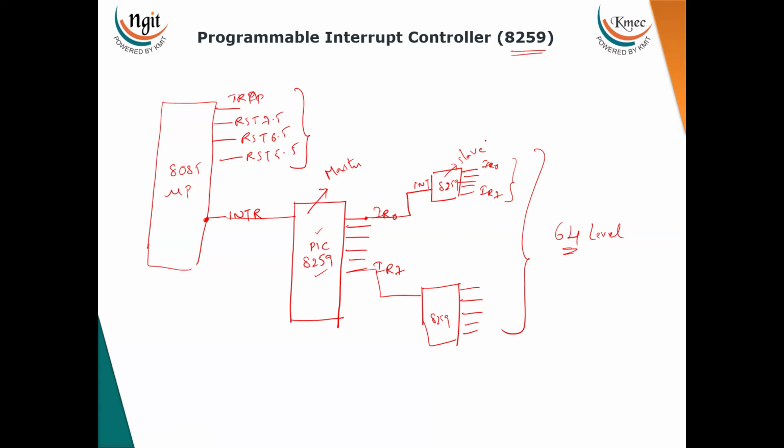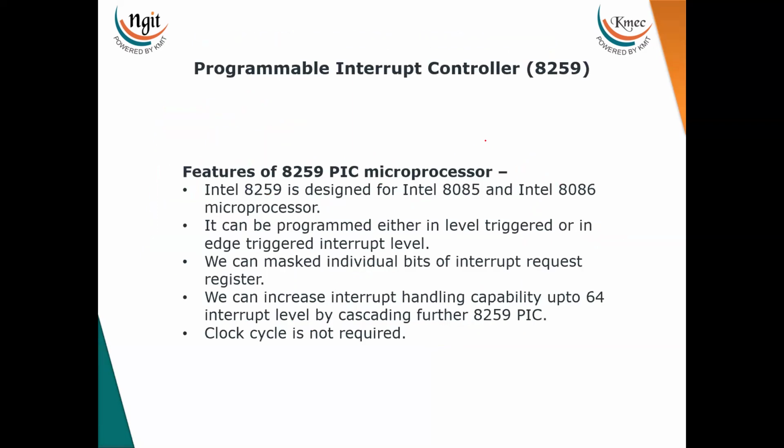Now here we will see the features. This Intel 8259 is designed for both the 8085 and the 8086. In the 8086, a total of 2 hardware interrupts are there, so that also is increased up to 64 levels. It can be programmed either level triggered or edge triggered, and interrupts can also be masked by using this 8259. So this is about the features.